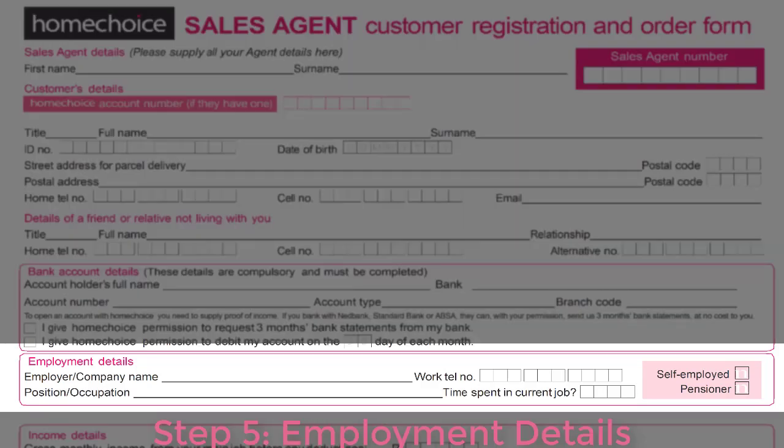For the employment details section of the customer's employment, you require the name of the employer or company, their work telephone number, their position or occupation within the company, and the time spent in their current role or position. It is also important that the customer tick whether they are self-employed or a pensioner. If the customer is self-employed, they must write their business name in the company field, and they must state that they are the owner in the position or occupation field.